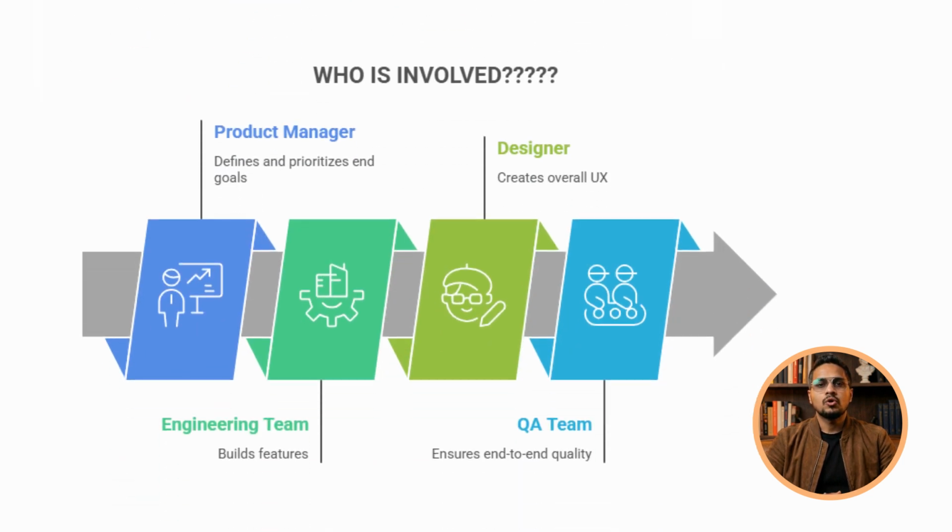Now, do you know what parties are involved in the entire sprint planning and execution process? They are number one, product manager. He is responsible for defining and prioritizing the end goal. Number two, the engineering team. They are responsible for building the features. Number three is the designer or the design team, and they are responsible for the overall UX creation. And lastly, the QA or the QA team. They are responsible for end-to-end quality as committed and agreed upon.